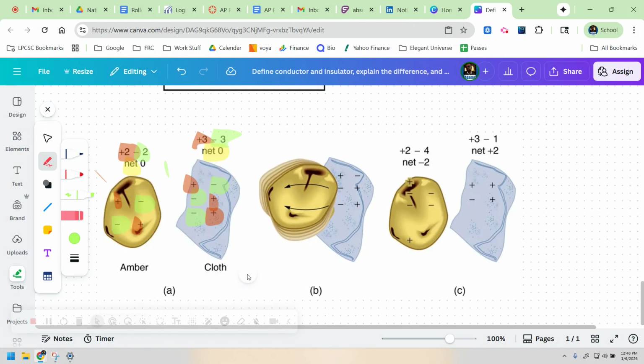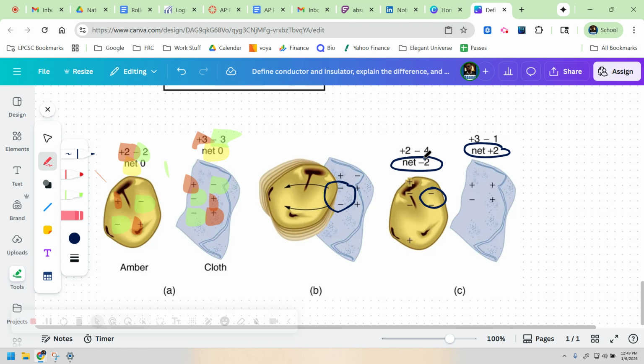When you add them up, 3 plus -3, you get 0. When you rub them together, what happens is one of these materials is a little more accepting of electrons. So the cloth isn't able to hold on to the electrons as much. So it transfers these 2 electrons over here. Well, this lost 2 electrons, so when you do the math on that, this has a positive net charge of 2. This gained 2 electrons, so you have a net charge of -2.